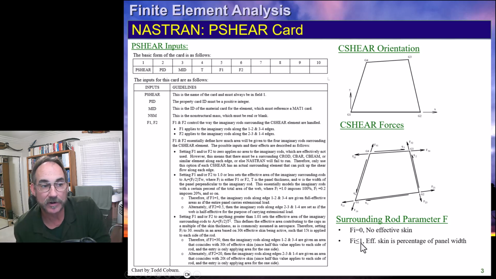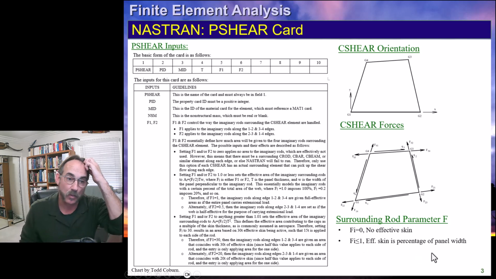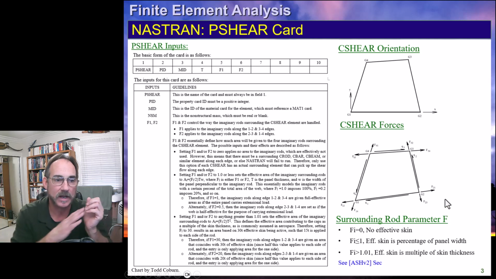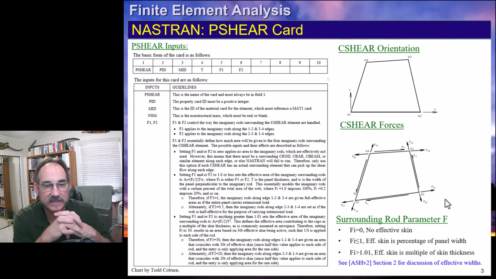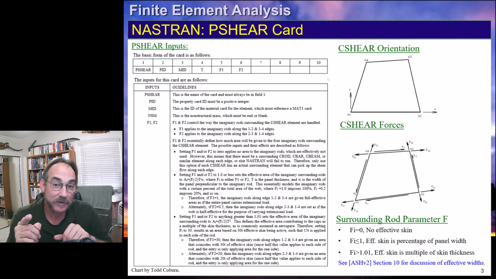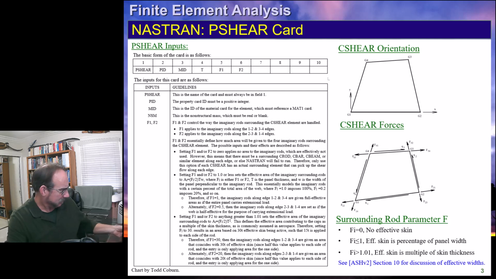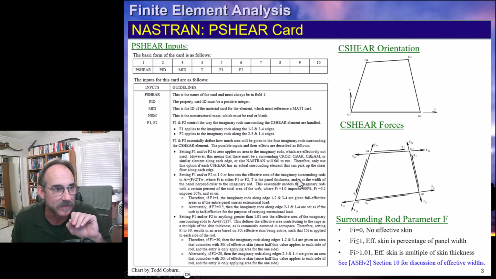If it's smaller than or equal to 1, it's a percentage of the panel width in that direction. And if your F1 is greater than 1.01, then it's a multiple of the skin thickness, like 30T, 20T, 15T, whatever. If you need a refresher on how to calculate effective width of skin, you can see my Aerospace Strength Handbook, Volume 2, Section 10, and that will tell you how that's done. Brune also goes into great depth on this and some other references. Got that?